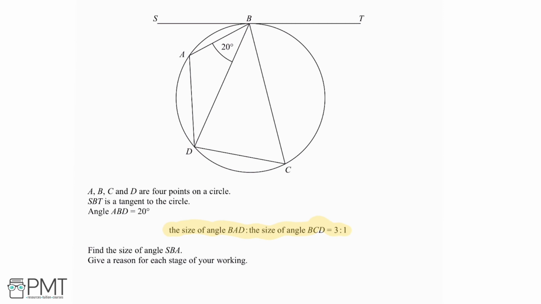The size of the angle BAD and the size of the angle BCD is in the ratio 3:1. So that's this angle here and this angle here. Because that's really helpful, because if we look at the shape as a whole, we've got a quadrilateral here, and that quadrilateral is within the circle. So that means we've got a cyclic quadrilateral. And one fact is the opposite angles in a cyclic quadrilateral add to 180 degrees. So this angle here and this angle here add to 180.